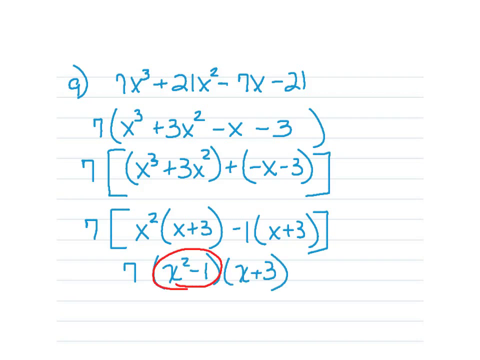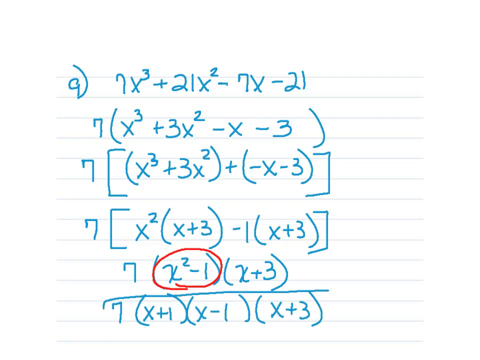You should always be looking out for a difference of squares, and there it is. X squared minus 1 can be further simplified or factored. So we will do that. So let's factor out x squared minus 1. That's x plus 1, x minus 1, and bring the other factors down. So this would be the completely factored form of that expression.